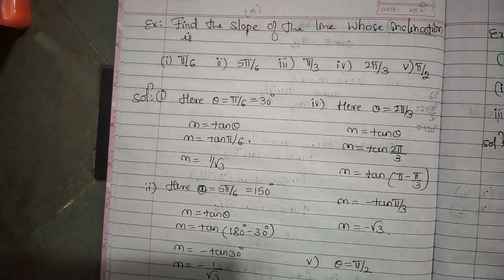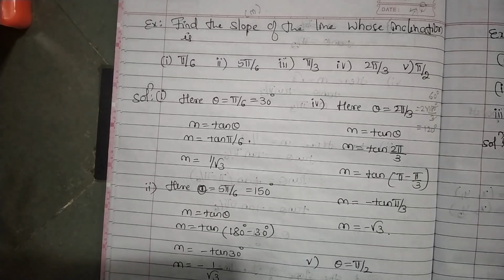Hence, m is positive. So, slope is negative when theta is obtuse. Obtuse angle is nothing but an angle that lies between 90 degree to 180 degree. In second quadrant, the tan ratio is negative and hence m is negative.